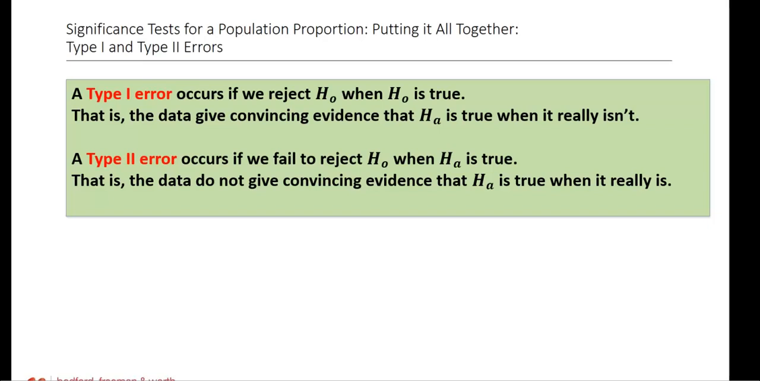Okay, so type 1 error occurs when we reject the null. We think there's something going on, but actually the null was true. So you made a mistake, right? We thought we were trying to do the right thing, but we made a mistake. That happens sometimes. Then type 2 is when we fail to reject the null. We don't reject it, but actually the alternate is true. The null is not true.